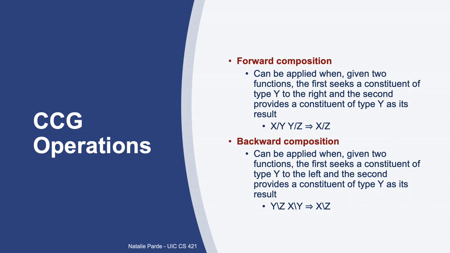There are several useful operations that can also be applied to functions in CCGs, which allows for more advanced derivations to be generated. Forward and backward composition allows you to combine functions with one another. In forward composition, given two functions in which the first seeks a constituent of type y to the right and the second provides a constituent of type y as its result, you can compose them together such that the resulting function produces the type of the first function while accepting the argument of the second function. Backward composition is very similar, with the only difference being that the first function seeks a constituent of type y to the left instead of the right.